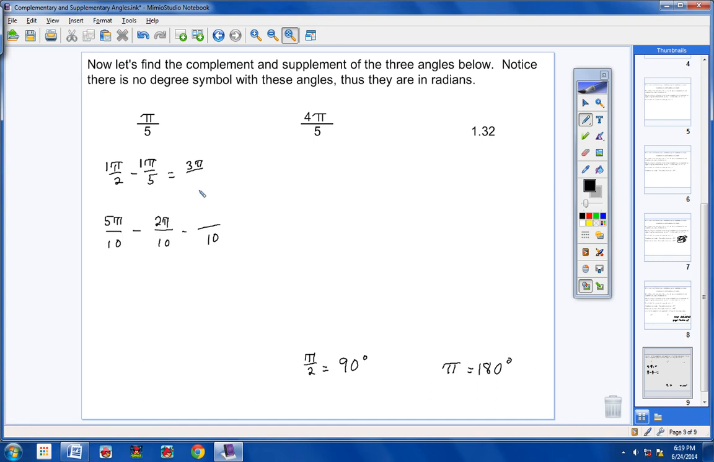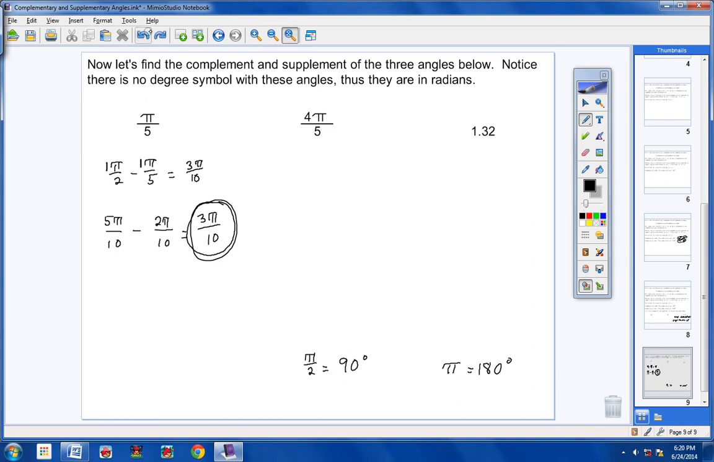And we'll make this a 10. And 5 minus 2 would be 3 pi over 10. So there, you just found the complement. You took 90, or pi over 2, minus the angle. So if you were to take 3 pi over 10 plus pi over 5, you would get pi over 2, which is 90. So there, you found the complement.